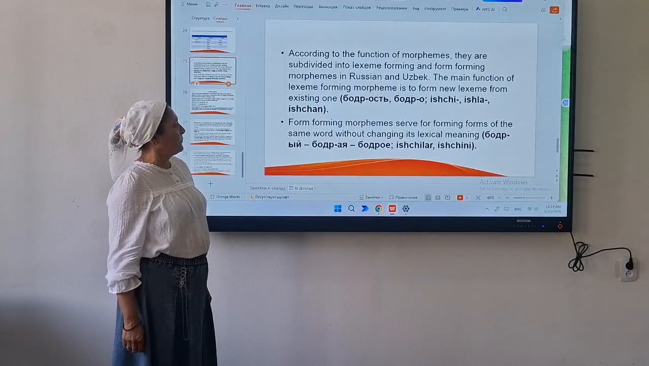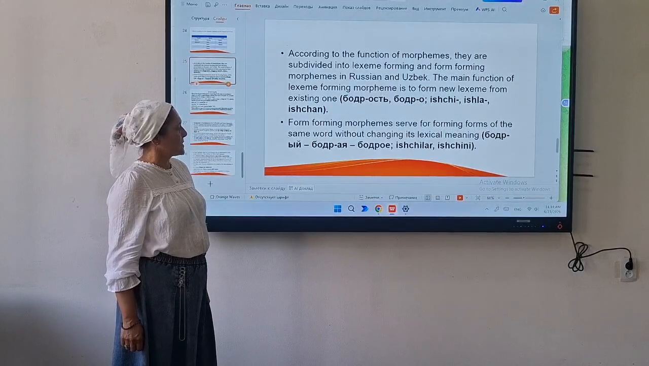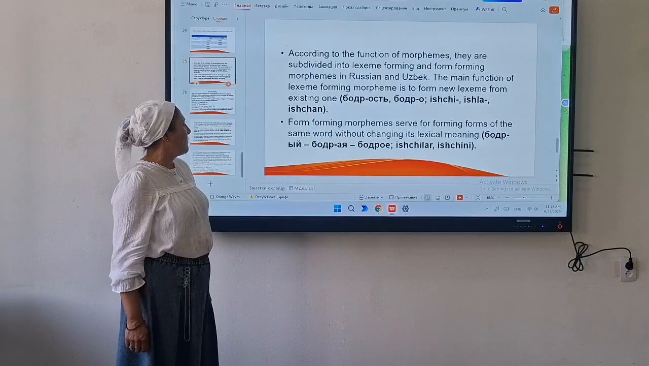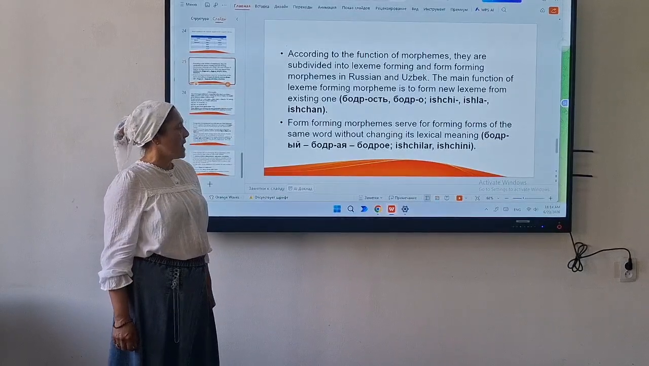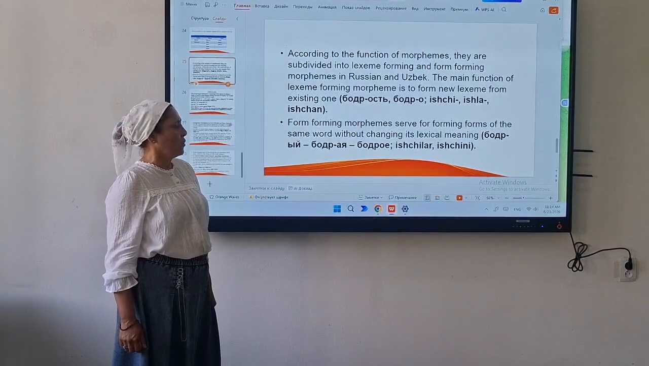Form-forming morphemes serve for forming forms of the same word without changing its lexical meaning. For example, bodri, bodraya, or işçiler.